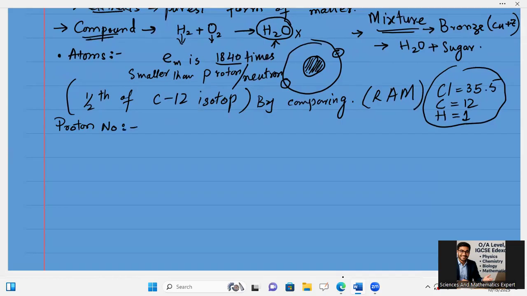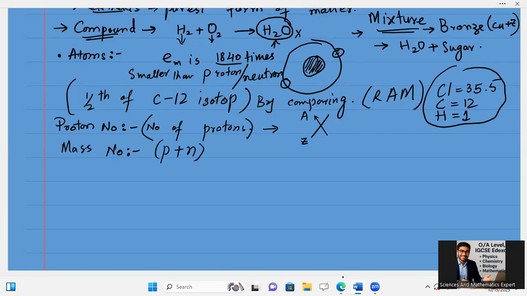Proton number is basically the number of protons present in the nucleus of an atom. Also, if I take an element symbol, then Z is the atomic number and A is the atomic mass, which is called the mass number, or nucleon number. This is the number of protons plus the number of neutrons.